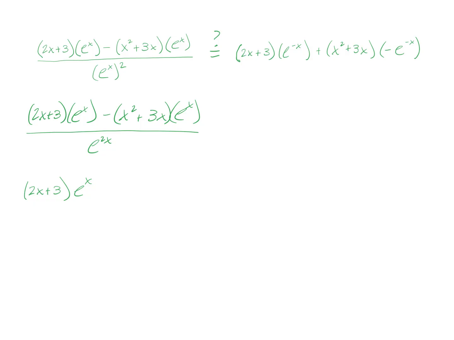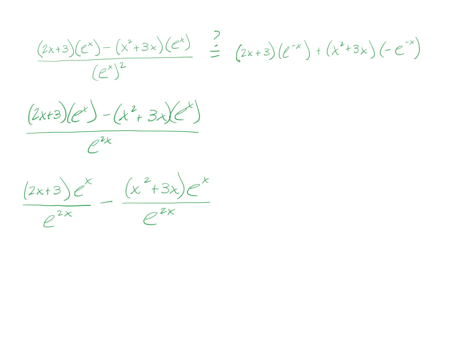So I'm going to rewrite this where each term, I'm going to put the e to the 2x under each term of the numerator. So 2x plus 3 times e to the x over e to the 2x minus x squared plus 3x times e to the x over e to the 2x.